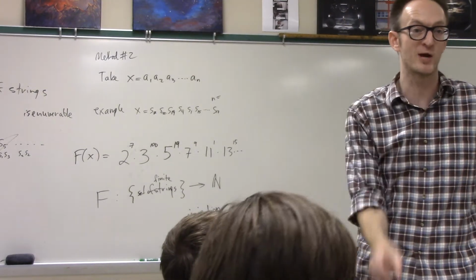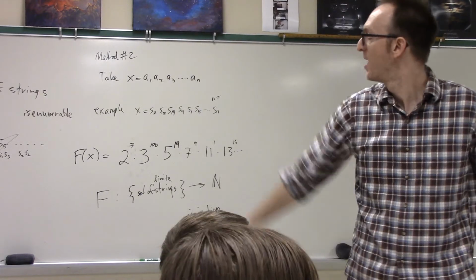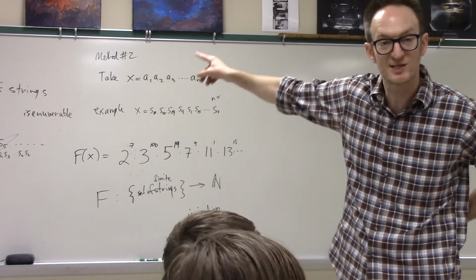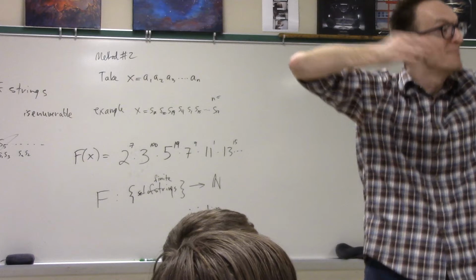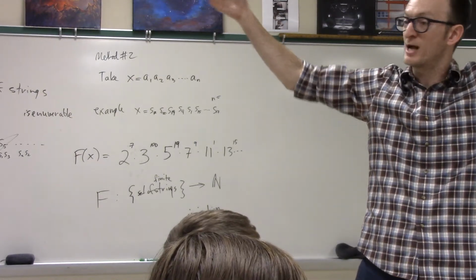So first string, A. Second string, probably like B. Second string, AA. Then AAA. Okay, so we're going to just produce many strings of ever and ever. Every conceivable combination is going to come out, right?